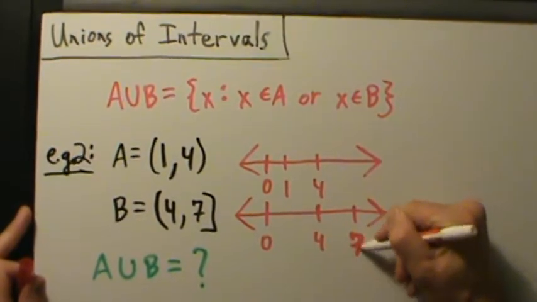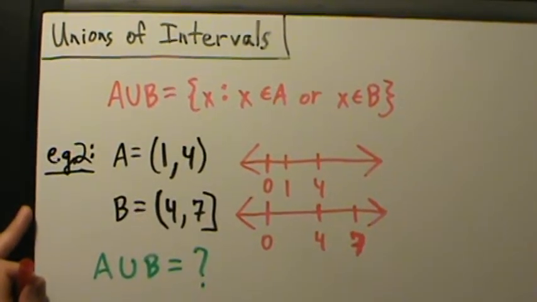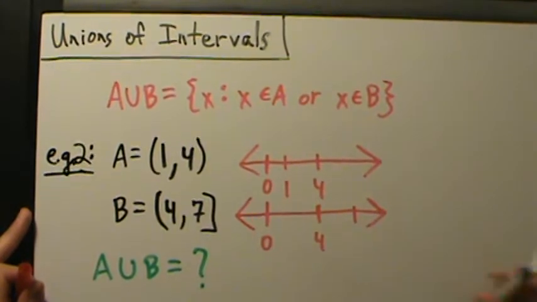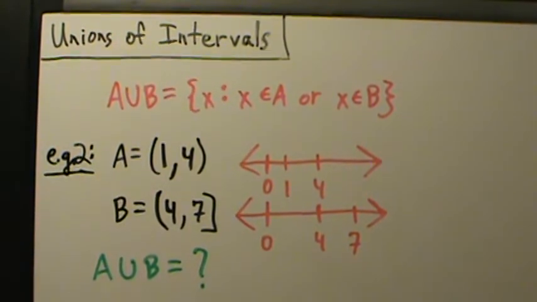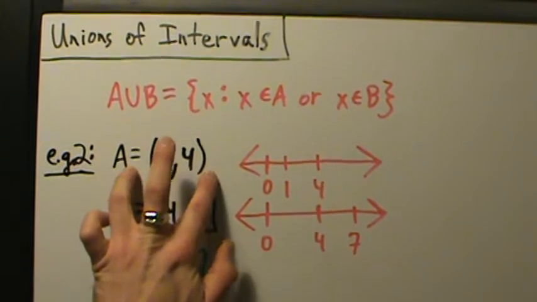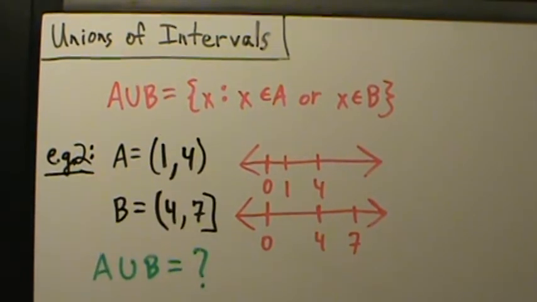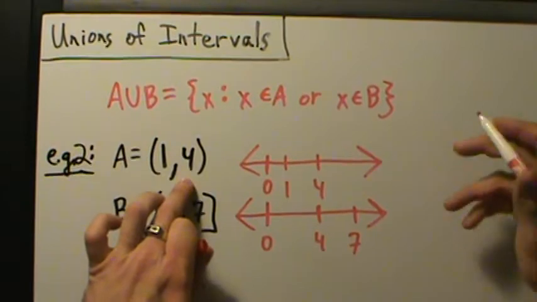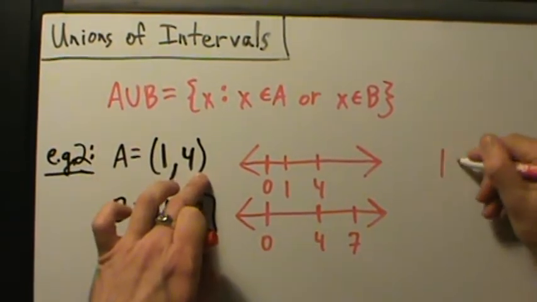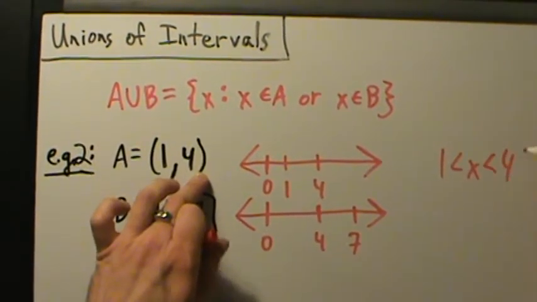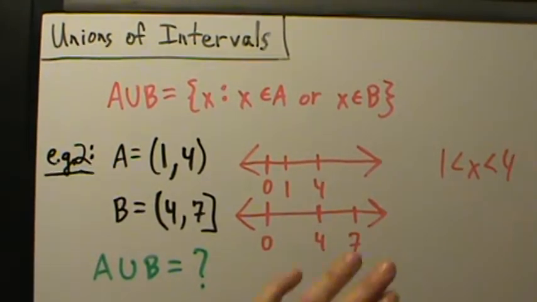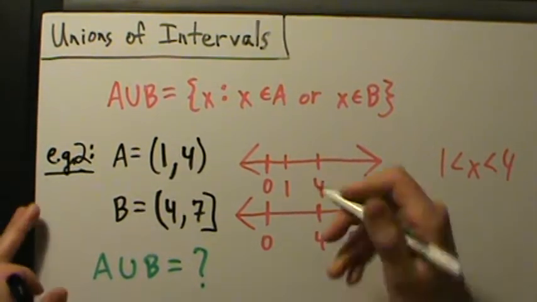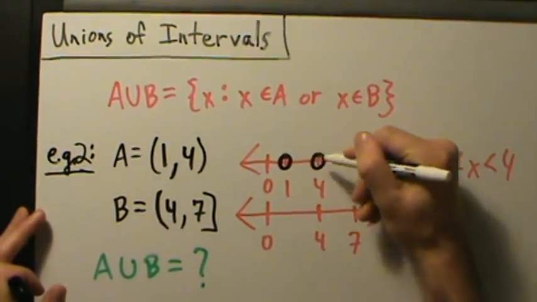Now, do we have closed circles or open circles? Round parentheses correspond to strict inequality, which means open circle. So remember, 1 comma 4 with round parentheses means 1 less than x less than 4. That corresponds to open circles, so open circles there.